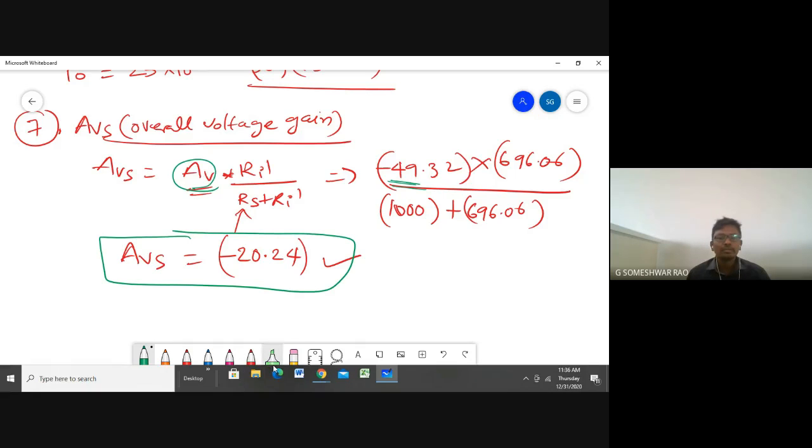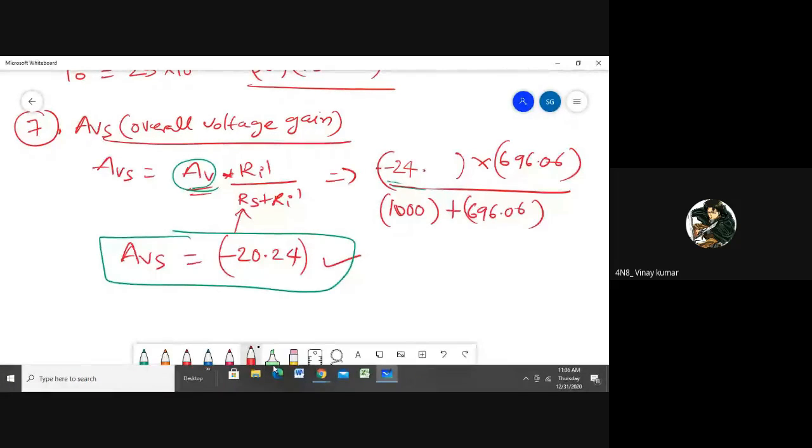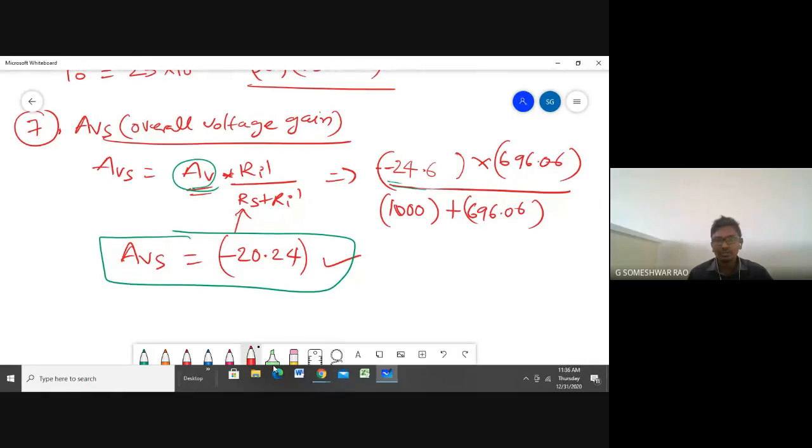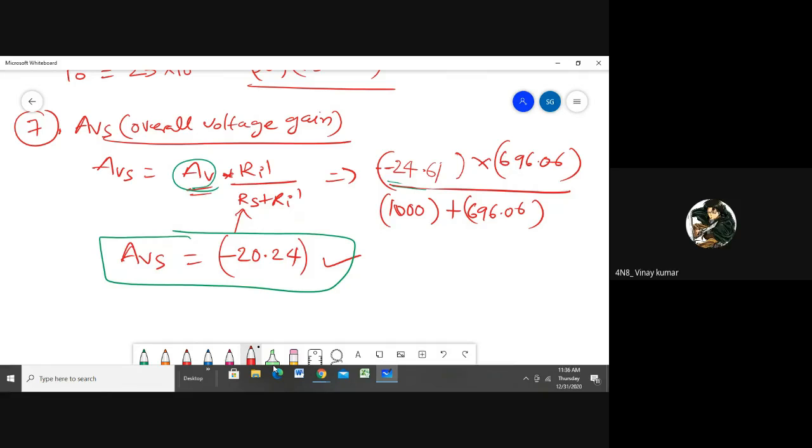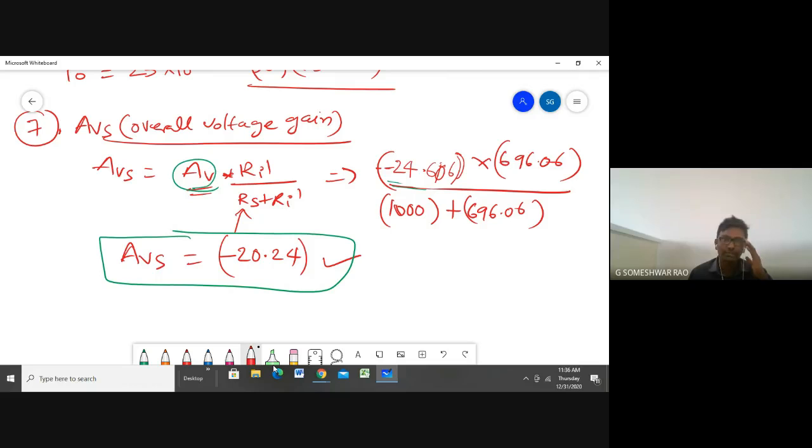So therefore we have to consider this one. Now tell me what value I have taken. Minus 24.606. What should I take? Minus 24.61. Am I correct? No, sir, minus 24.606. So is the AVS value correct now, minus 20.24? Sir, I got minus 10.